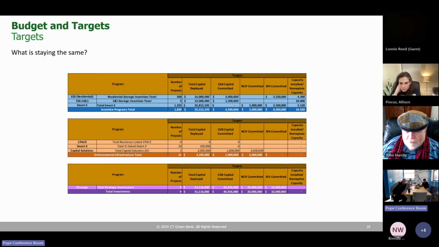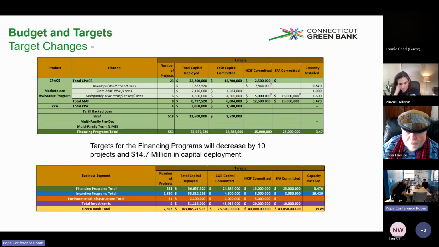On our investments targets, we're making good progress getting money out the door and committed. I'll talk about that more in a second, even though we're leaving this target flat. Now, let me talk about what the changes are that we're asking the committee for approval of today. We're keeping our CPACE target where it is, have good progress there.